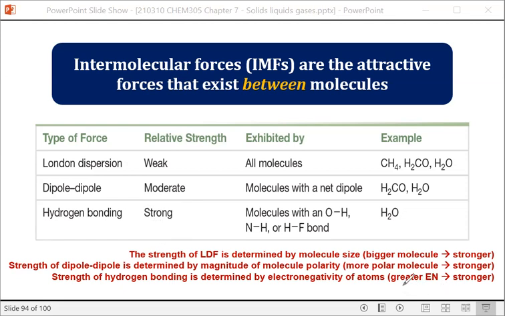So for hydrogen bonding, the greater the electronegativity, the stronger the hydrogen bond. So fluorine to hydrogen, the fluorine is going to make a stronger hydrogen bond than, say, oxygen to hydrogen, because fluorine is more electronegative than oxygen.